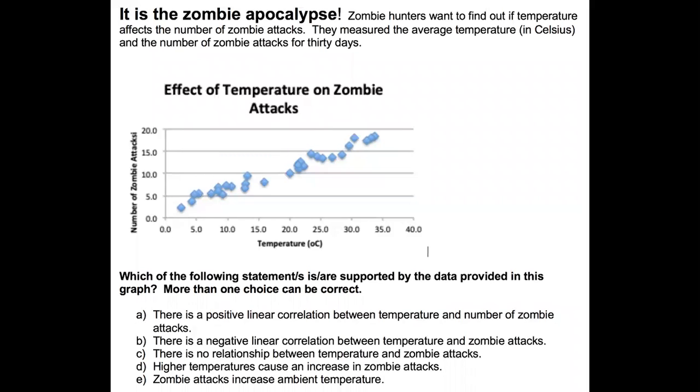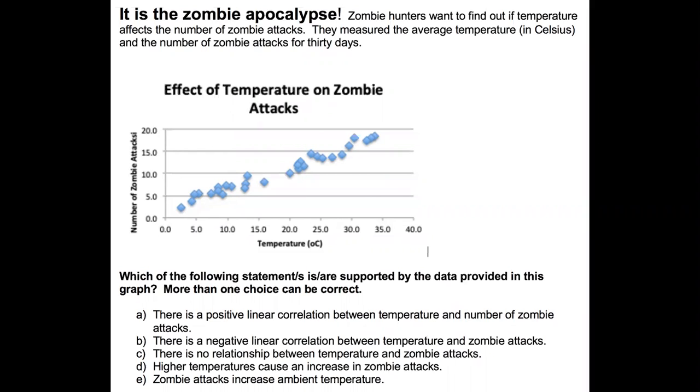The question deals with the zombie apocalypse. Zombie hunters want to find out if temperature affects the number of zombie attacks. So they measure the average temperature and number of zombie attacks over a 30-day period. The question asks, which of the following statements is or are supported by the data? More than one choice can be correct.